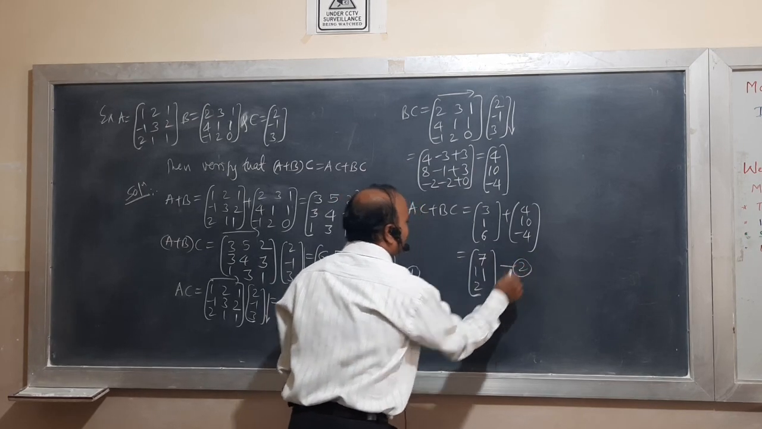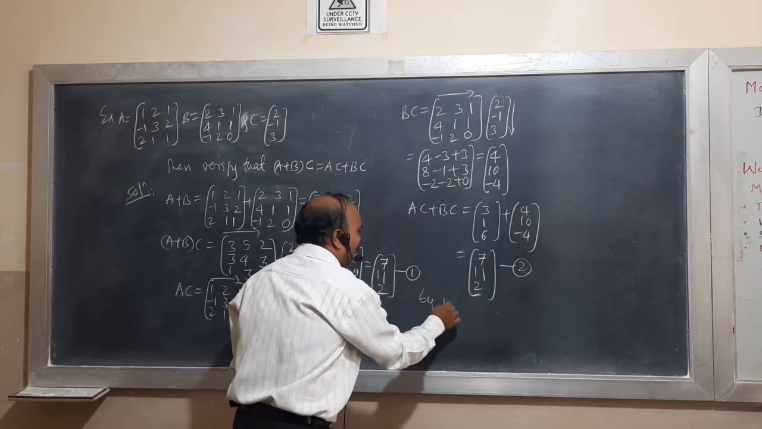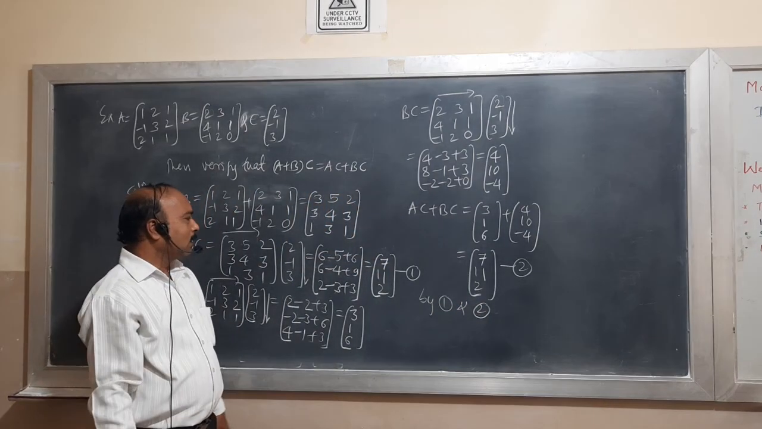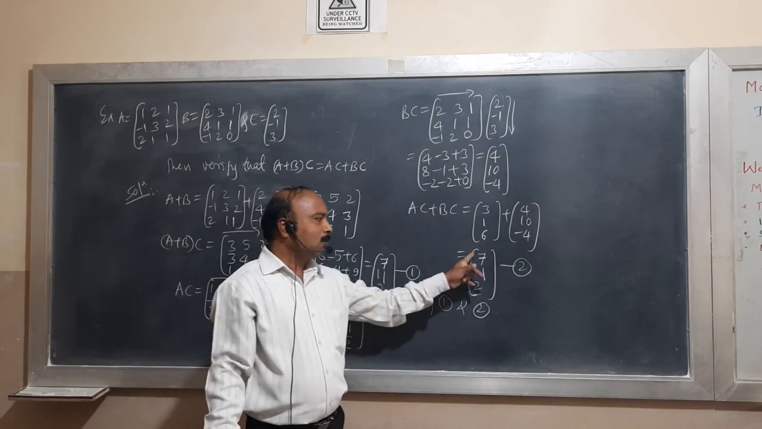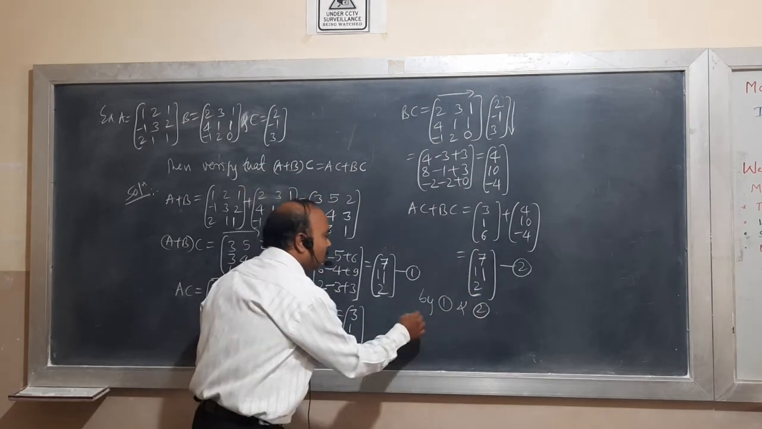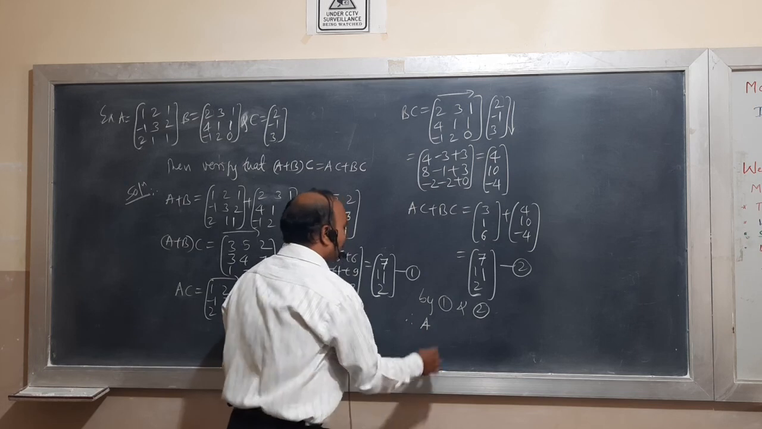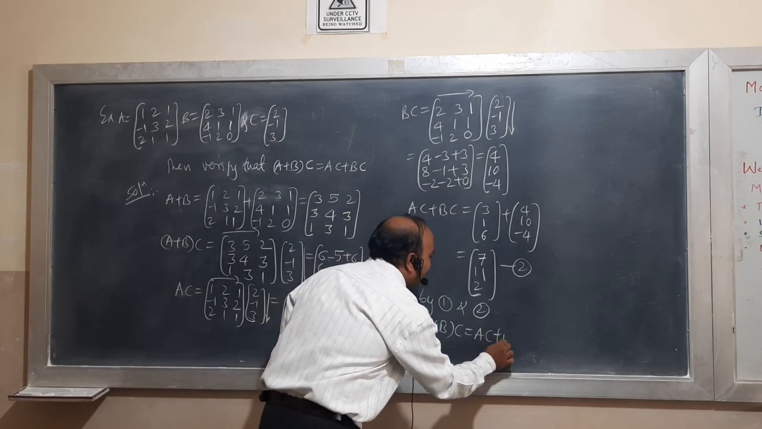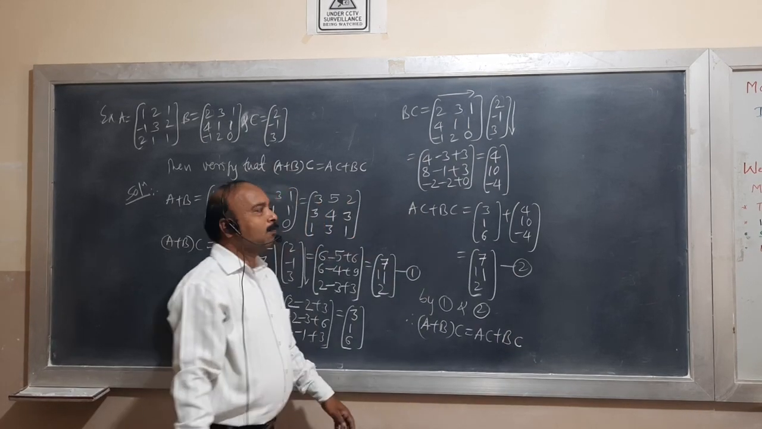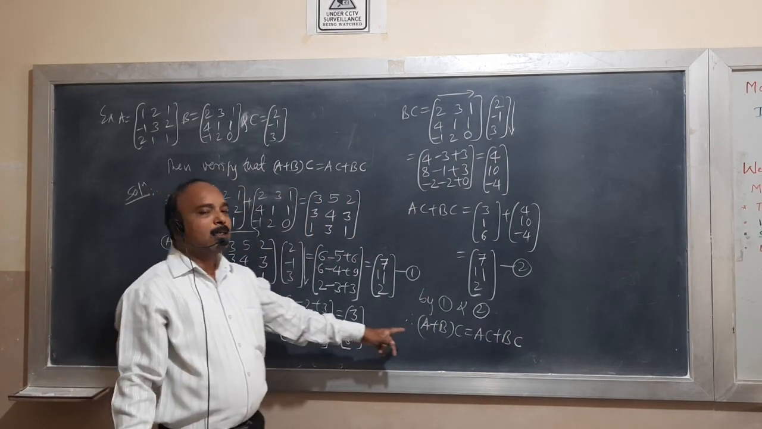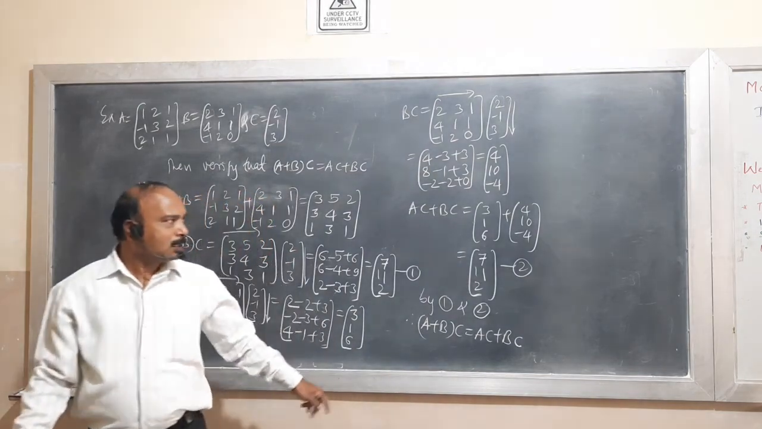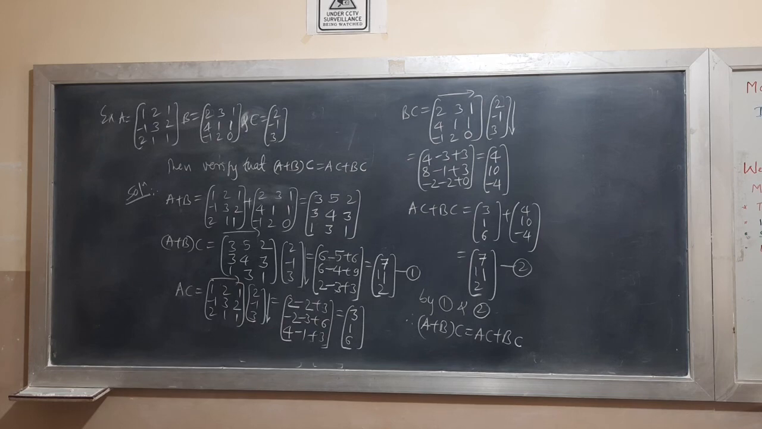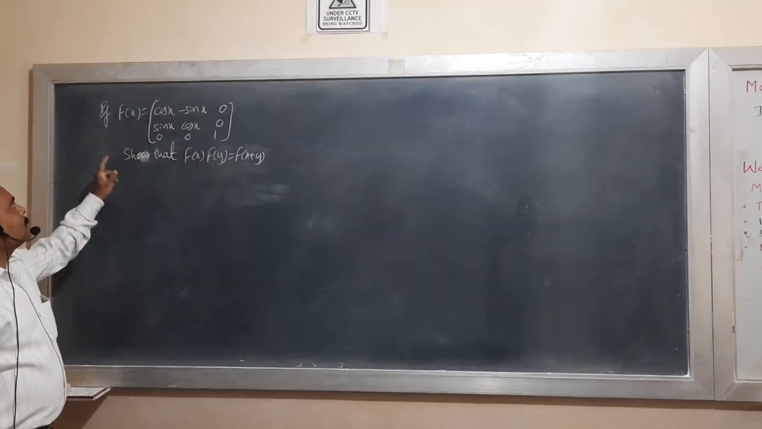Call this as 2. Now by 1 and 2 we conclude that the right hand sides are equal, that is 7 11 2, it is also 7 11 2. Therefore we conclude that (A plus B) into C equals AC plus BC. It is the proof of this result, and the result is verified. Write this. Now we go for the next example.